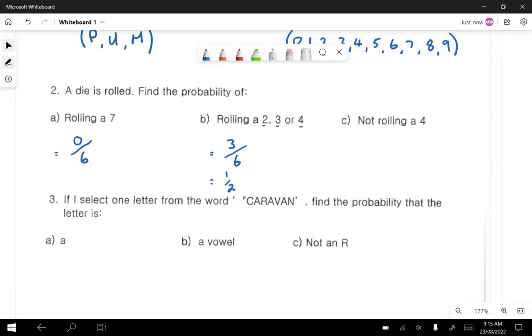Right, what is the chance of not rolling a 4? So read your questions carefully. 4 is one of the 6 possible outcomes. So rolling a 1, a 2, a 3, a 5, or a 6 represents 5 of 6 possible outcomes.